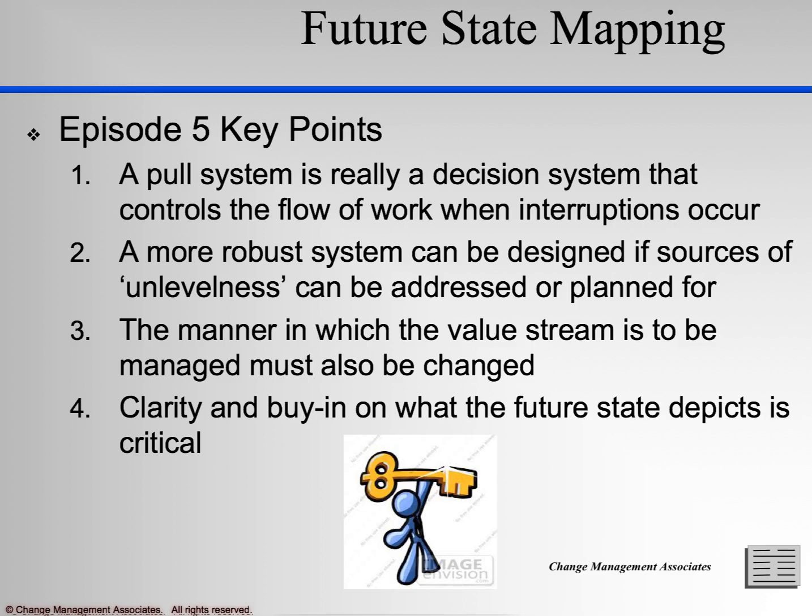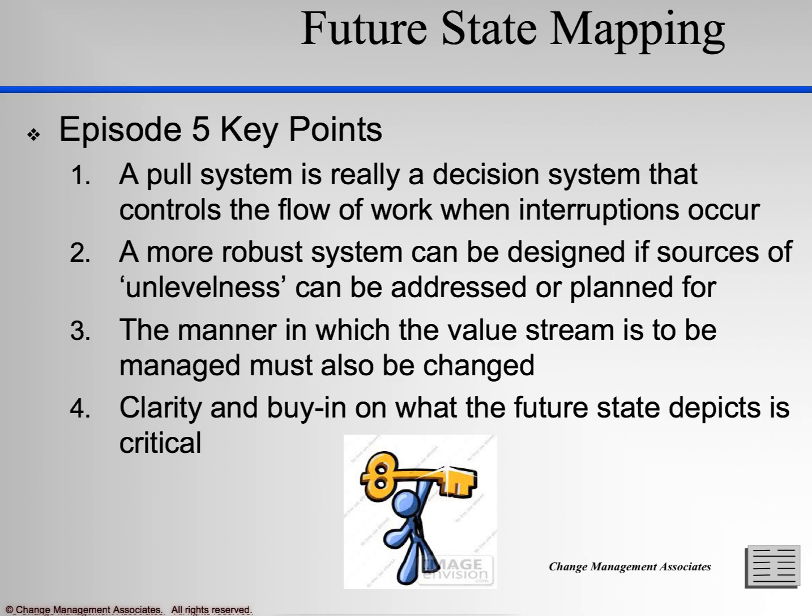Next, the manner in which the value stream will be managed in the future must also be addressed. Lean management techniques must be applied. These include visual management, regular huddles, team member engagement, continuous improvement, and other elements. Finally, clarity on the part of the value stream mapping team on what the future state map depicts is critical to success. It will be the responsibility of the team members to socialize the map and the concepts that it represents. Having clarity will greatly help here.